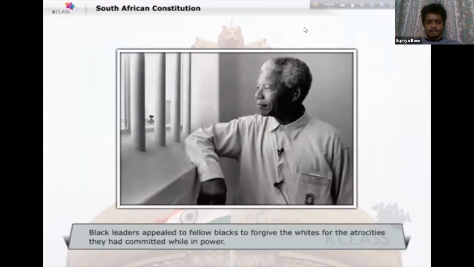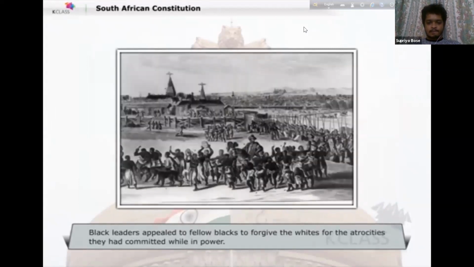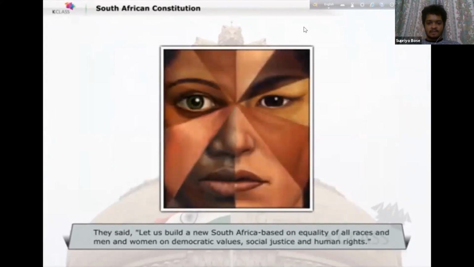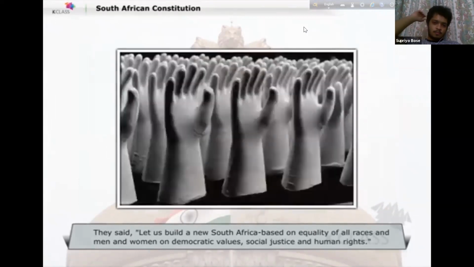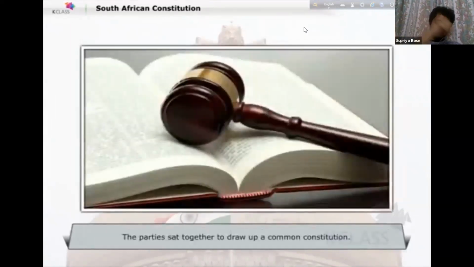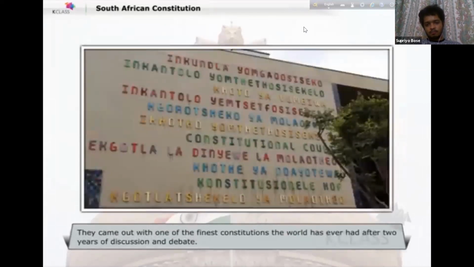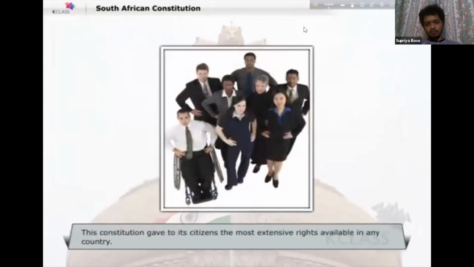Black leaders appealed to fellow blacks to forgive the whites for the atrocities they had committed while in power. They said, "Let us build a new South Africa based on equality of all races and men and women, on democratic values, social justice, and human rights." The parties sat together to draw up a common constitution. They came out with one of the finest constitutions the world has ever had, after 2 years of discussion and debate. This constitution gave to its citizens the most extensive rights available in any country.